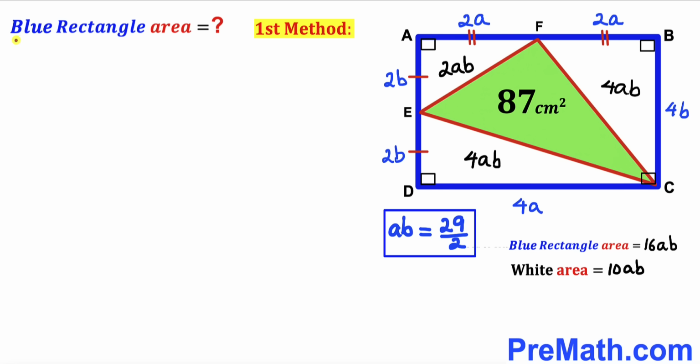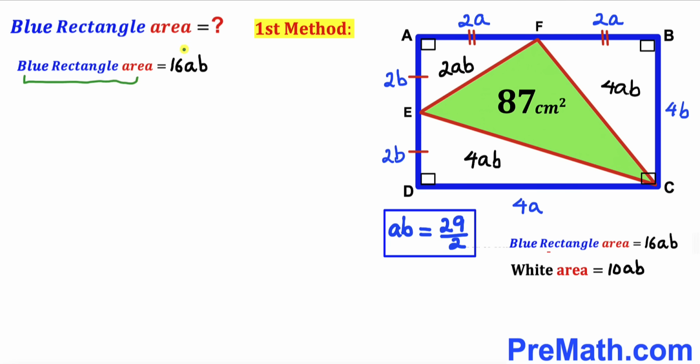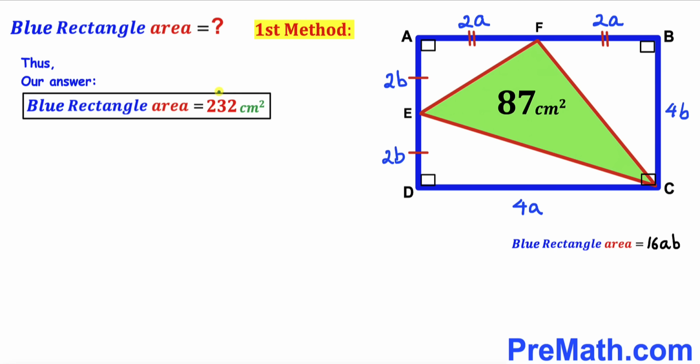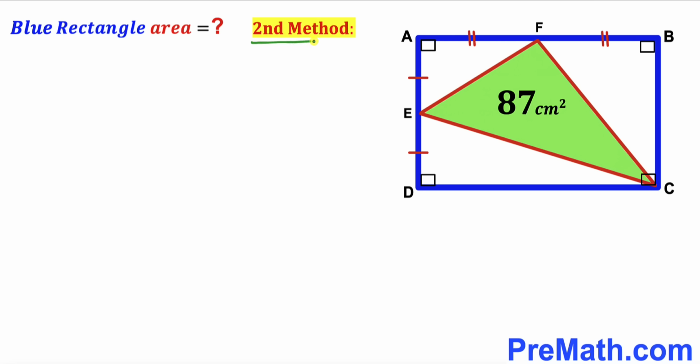And now we are going to calculate the area of this blue rectangle. And now let's recall the blue rectangle area in terms of AB is 16 times AB. And our A times B value is 29 divided by 2. So I'm going to substitute that value 29 divided by 2 over here. And if we multiply and simplify, that is going to give us 232 centimeter square. So thus the area of this blue rectangle turns out to be 232 centimeter square by using the very first method. And now let me share with you the second method as well.